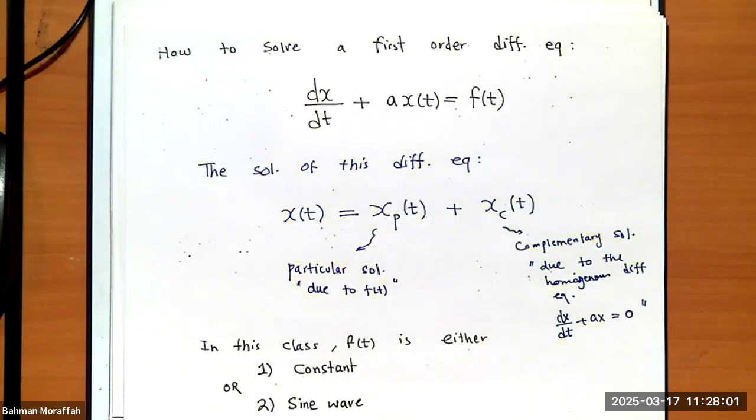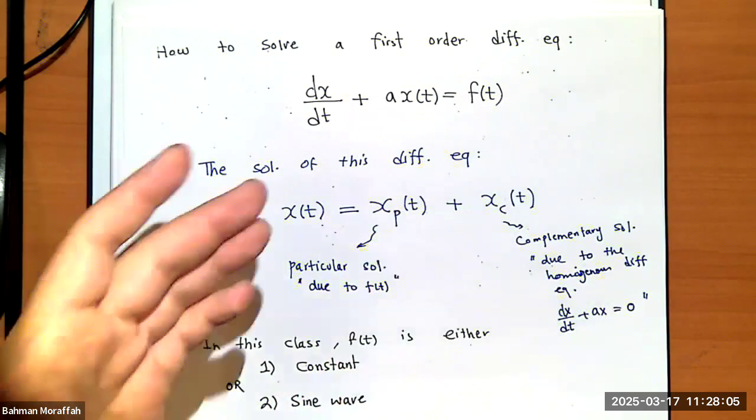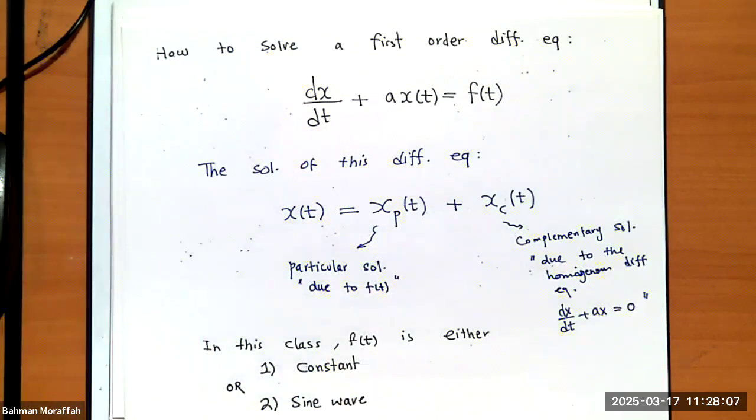And since I know the particular solution is also a solution for this differential equation, I can always plug it in here, and I know it satisfies that equation, so I can find those coefficients, right? For now, let's only focus on the constant part. Okay? So let's assume f of t is constant.